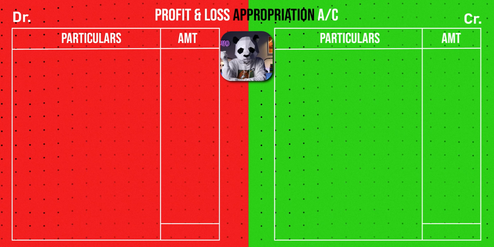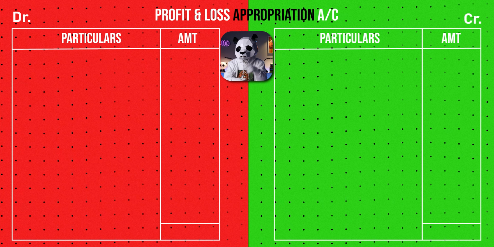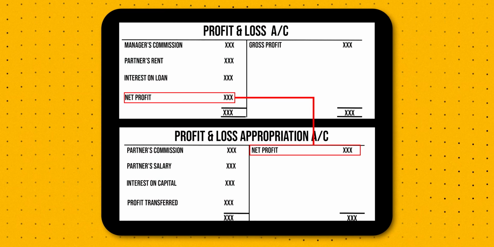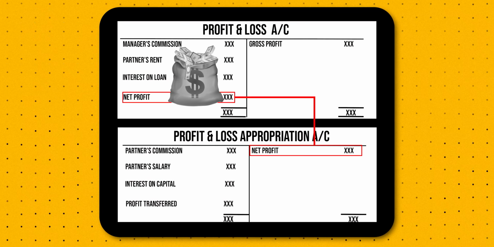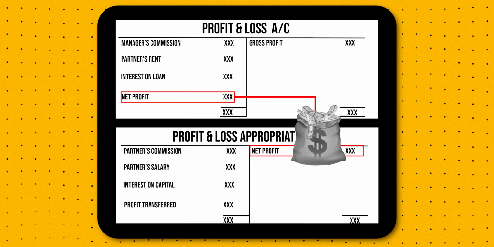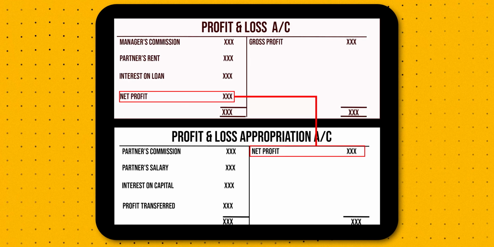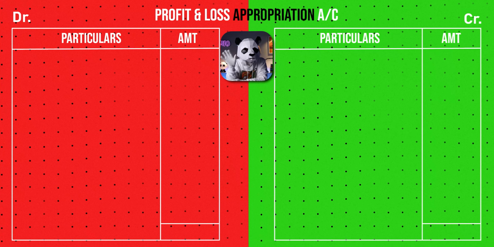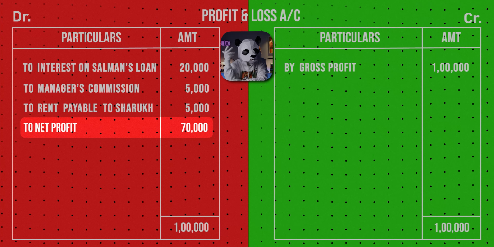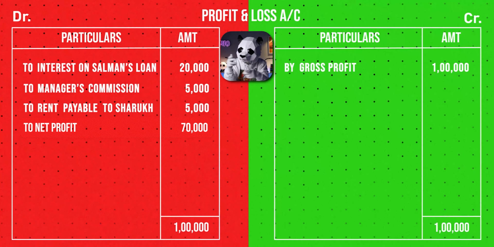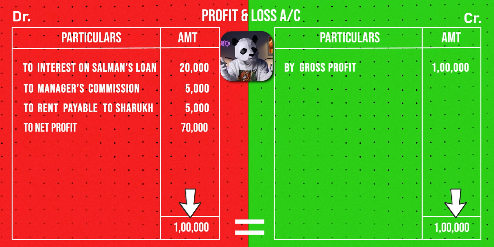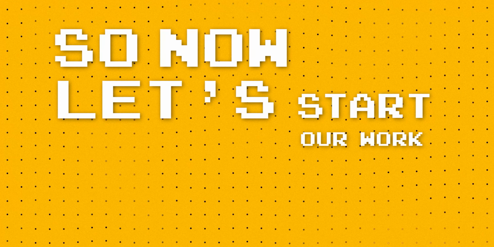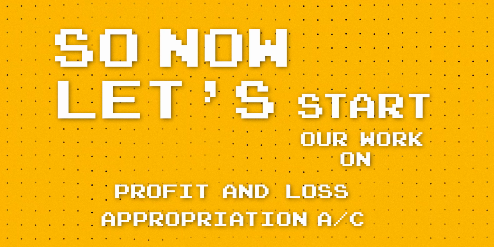Usually, profit and loss appropriation account starts either with net profit or net loss taken from the profit and loss account. Since cash is going out from P&L account into P&L appropriation account, technically it is a bad thing for the P&L account. That's why we are writing the net profit on the left side of P&L account. Finally, the total of both sides has become equal. So now let's start our work on profit and loss appropriation account.